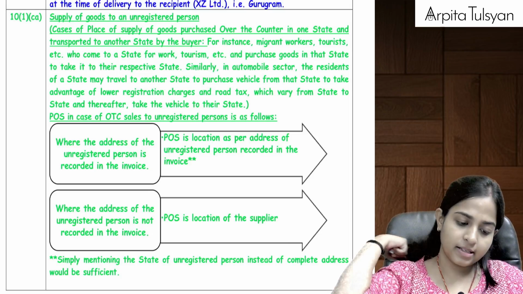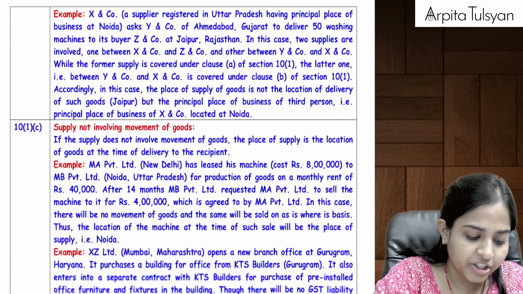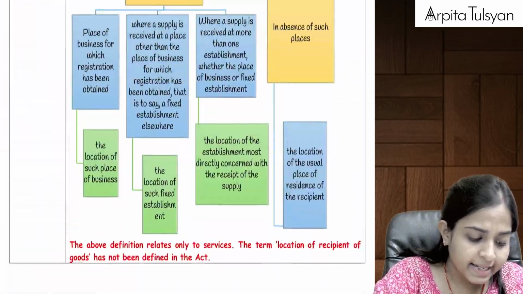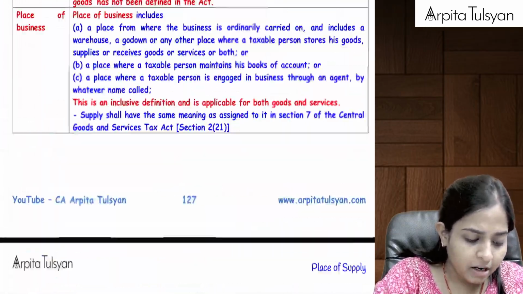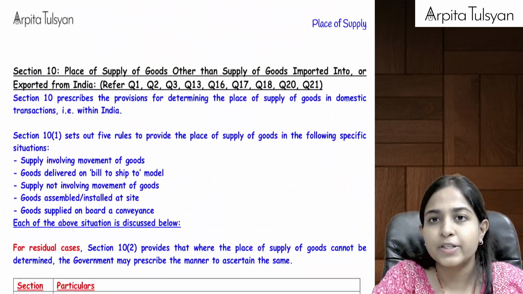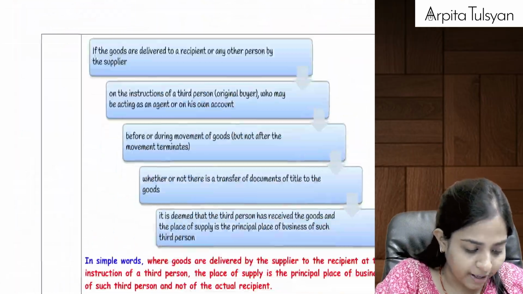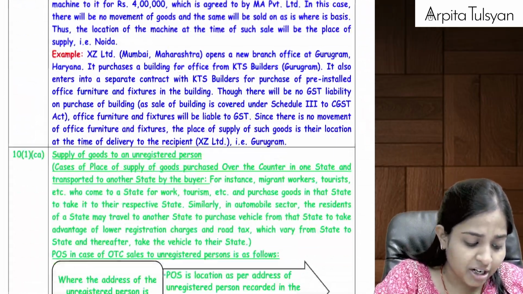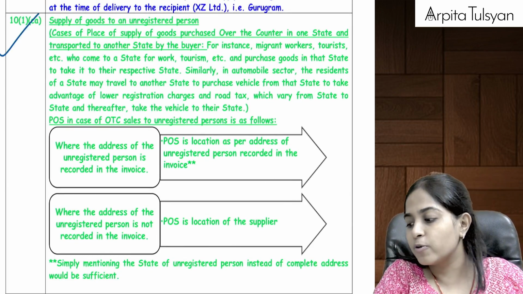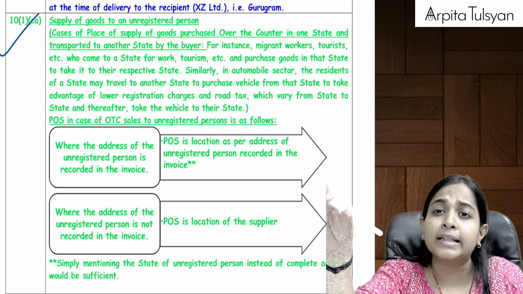Okay, so let's take up the next amendment. Next, I have come to the place of supply chapter amendment. In this chapter, the basic first section was section 10, where we discussed place of supply in case of goods, and that too domestic transactions, not import export transactions. In that, section 10(1)(ca) already was a new section where we had studied the case of an unregistered person going to another state.